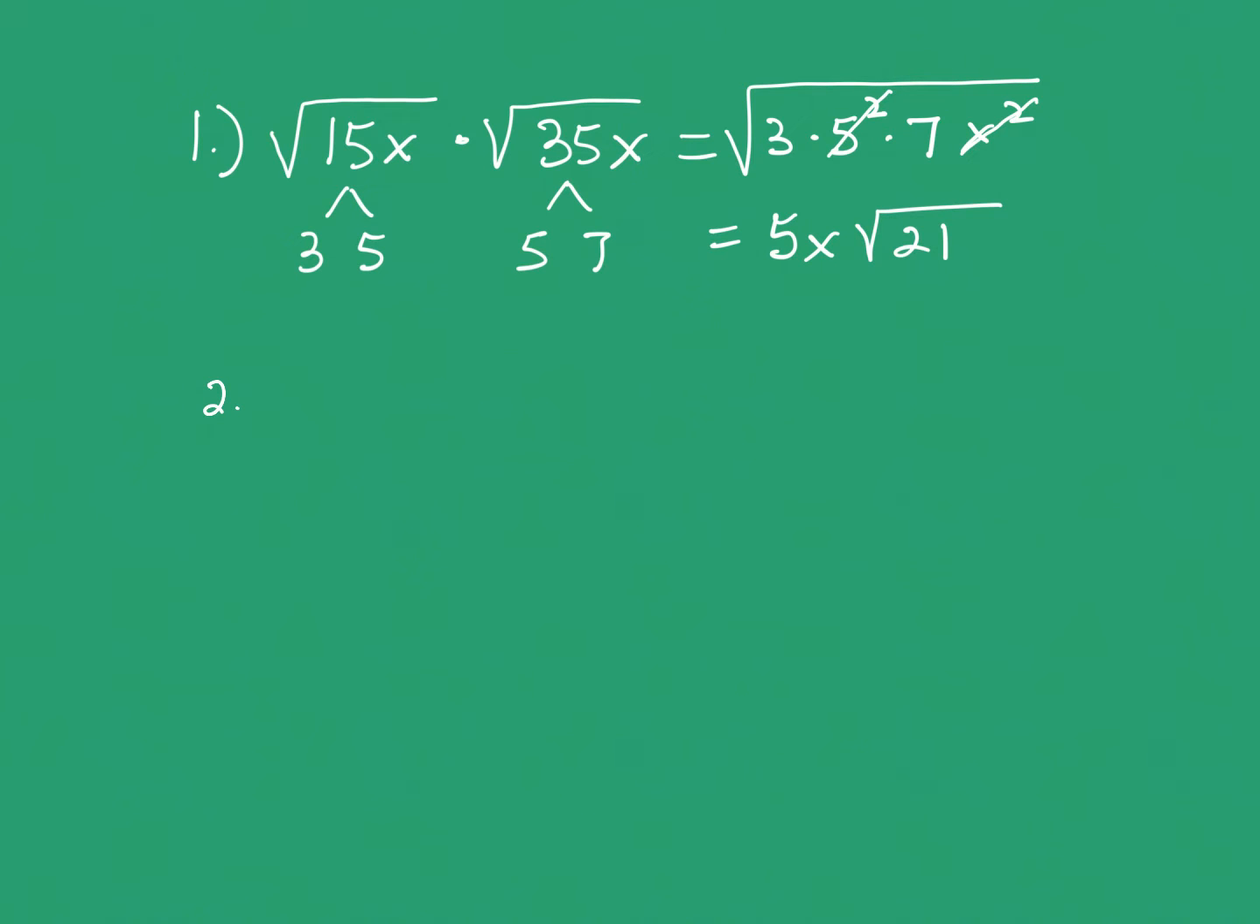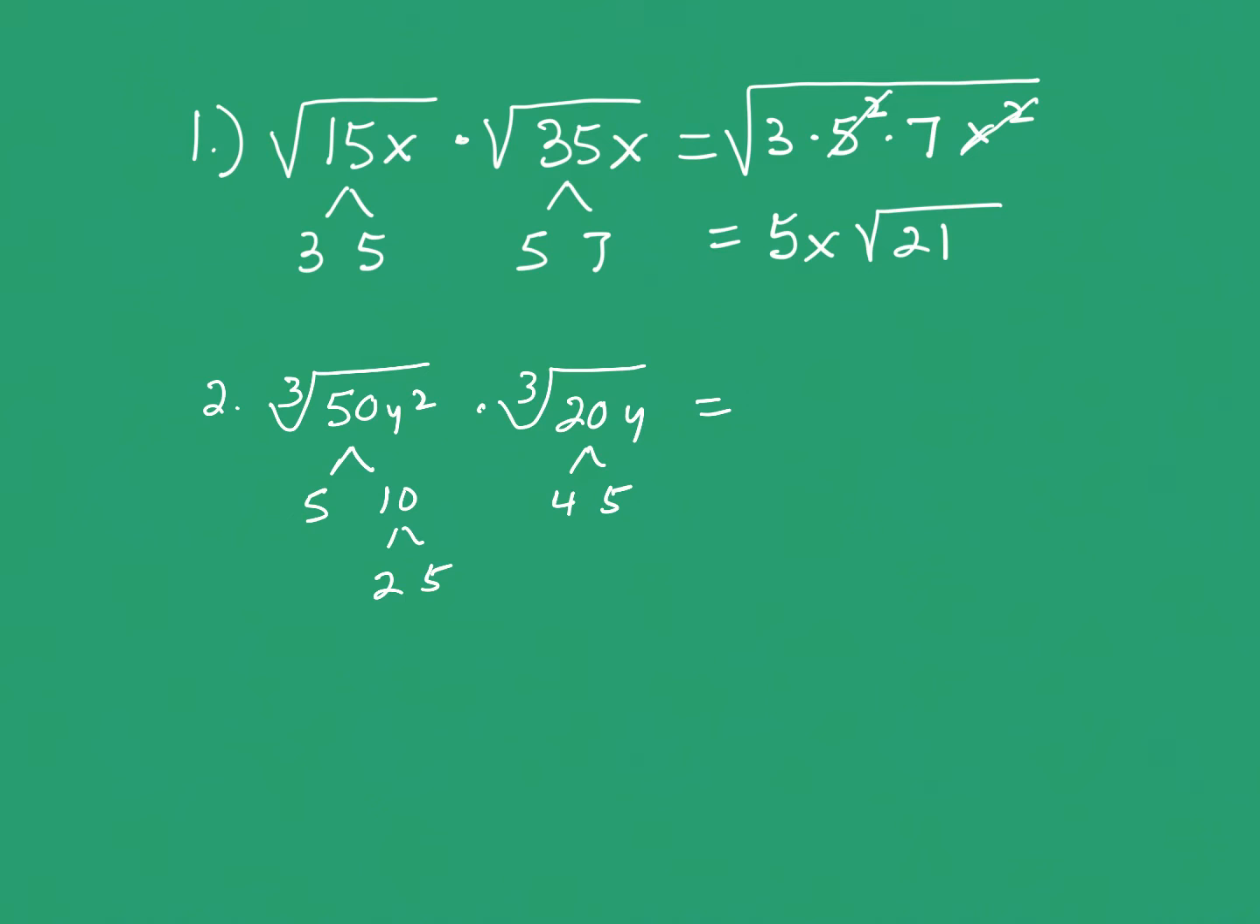Number 2, we have the cube root of 50y squared times the cube root of 20y. We know that 50 is 5 times 10, and we know that 10 is 2 times 5. 20 is 4 times 5. So we have 5 times 5 times 5. That's 5 cubed. 2 times 2, that's 2 cubed. And then y squared times y, that's y cubed.